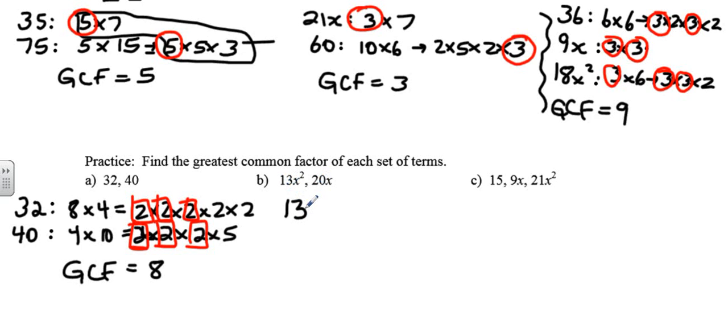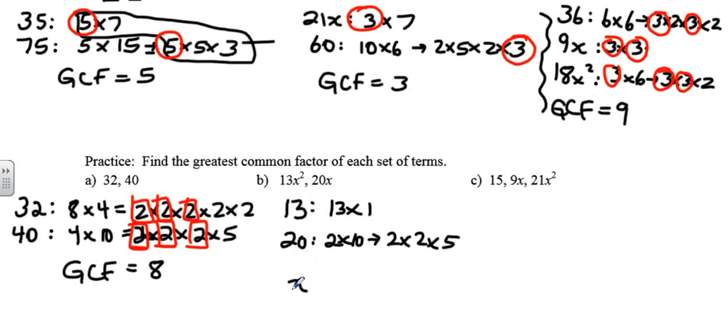So to find the GCF of the numbers, we're just going to continue to do what we did before. 13 is just 13 times 1. There's no other numbers. 20 is going to be 2 times 10, which can be broken down to 2 times 2 times 5. Do you see anything common there?